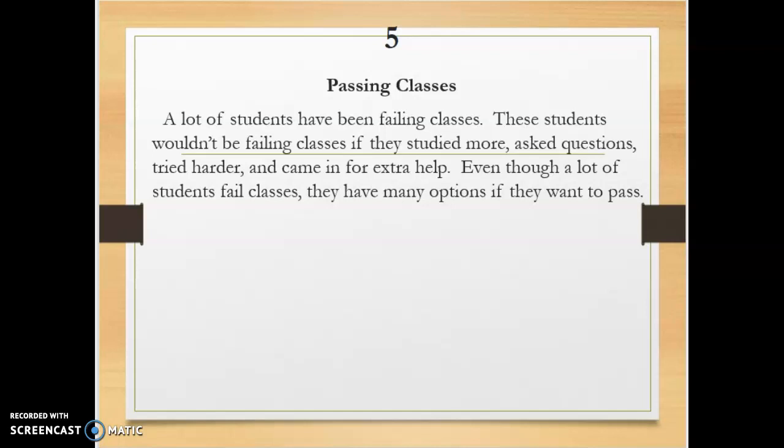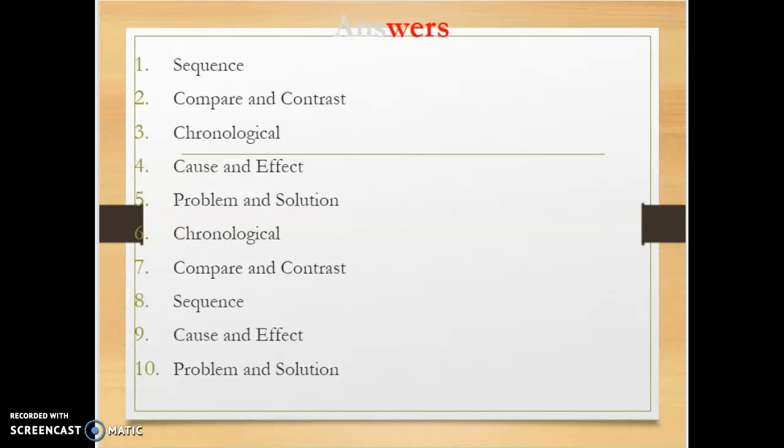However, our answers are: number one is sequence. Number two, comparing and contrasting because they're given the two sports. Number three is chronological. They're giving us the dates. Number four, cause and effect because Tim didn't want to go to school and didn't do any work. The effect was he failed his class. And the last one is problem and solution because students fail. We need to make them do better.